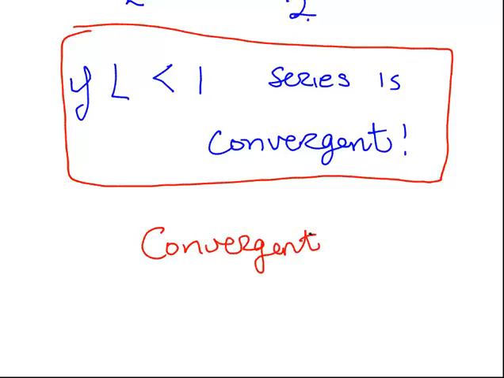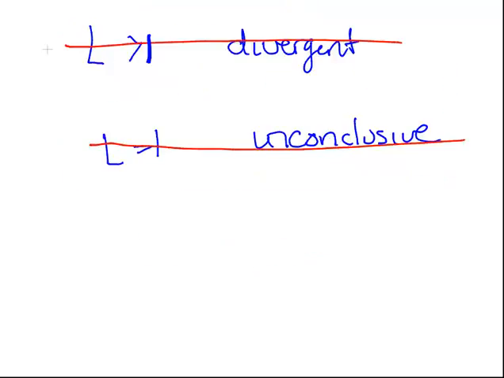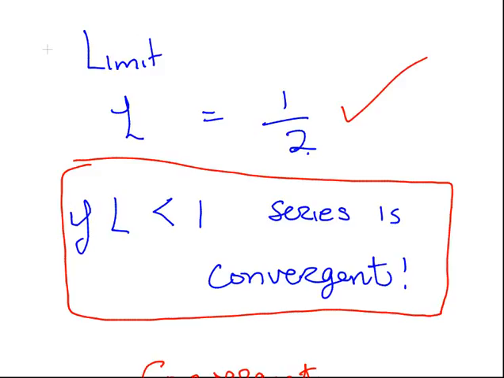Now, it would be worth keeping in mind what happens in other situations. If L was greater than 1, we would say it's divergent, and if L is equal to 1, it doesn't really mean anything. It could be any; essentially, we'll just say it's inconclusive. But going back to our overall answer, L is equal to 1/2, so the series is convergent.